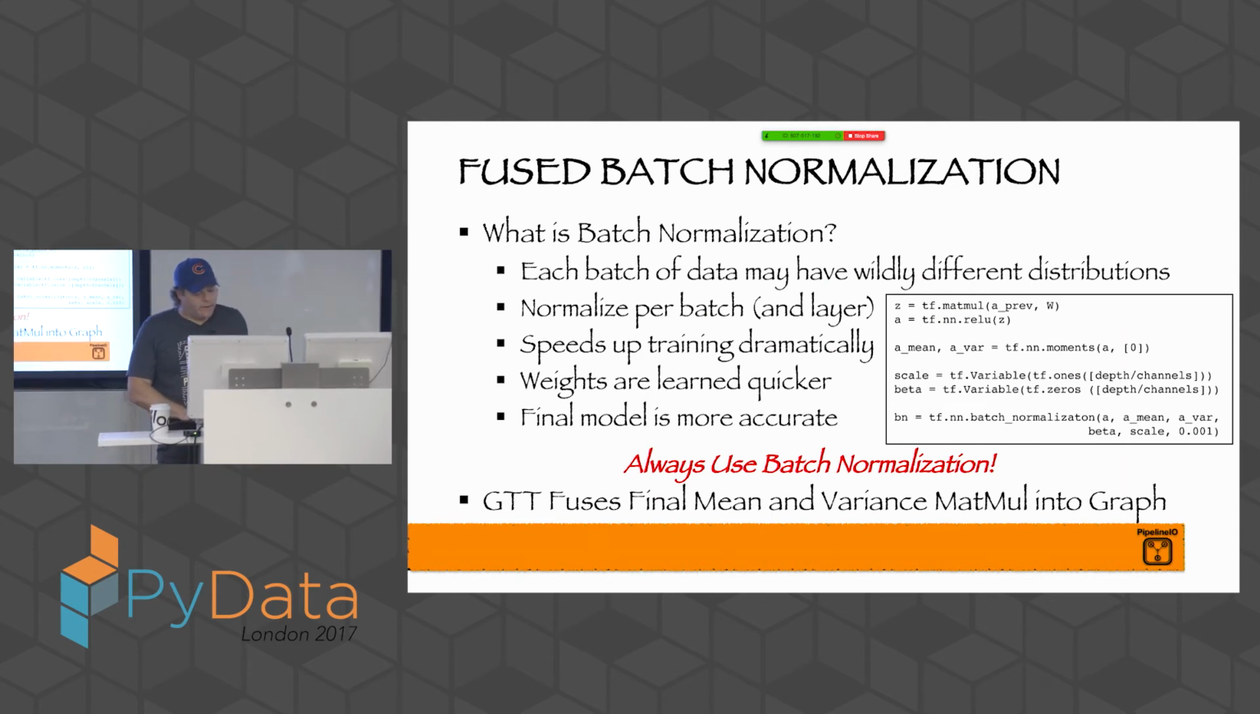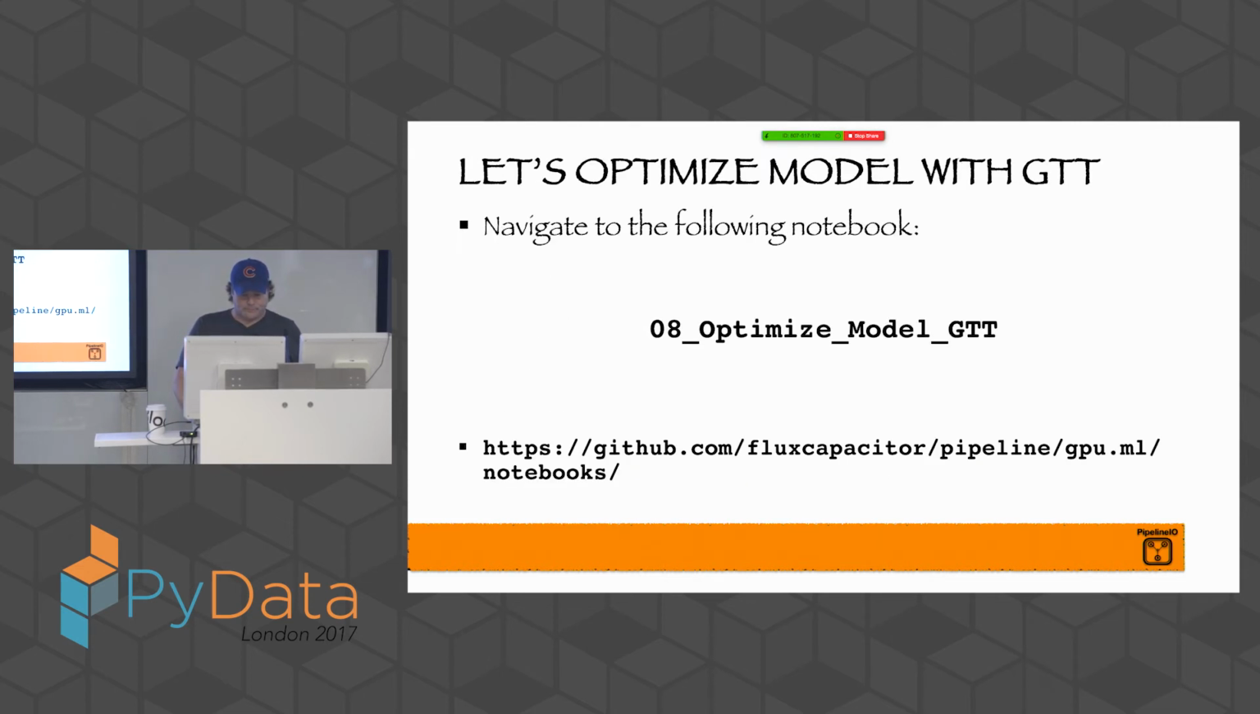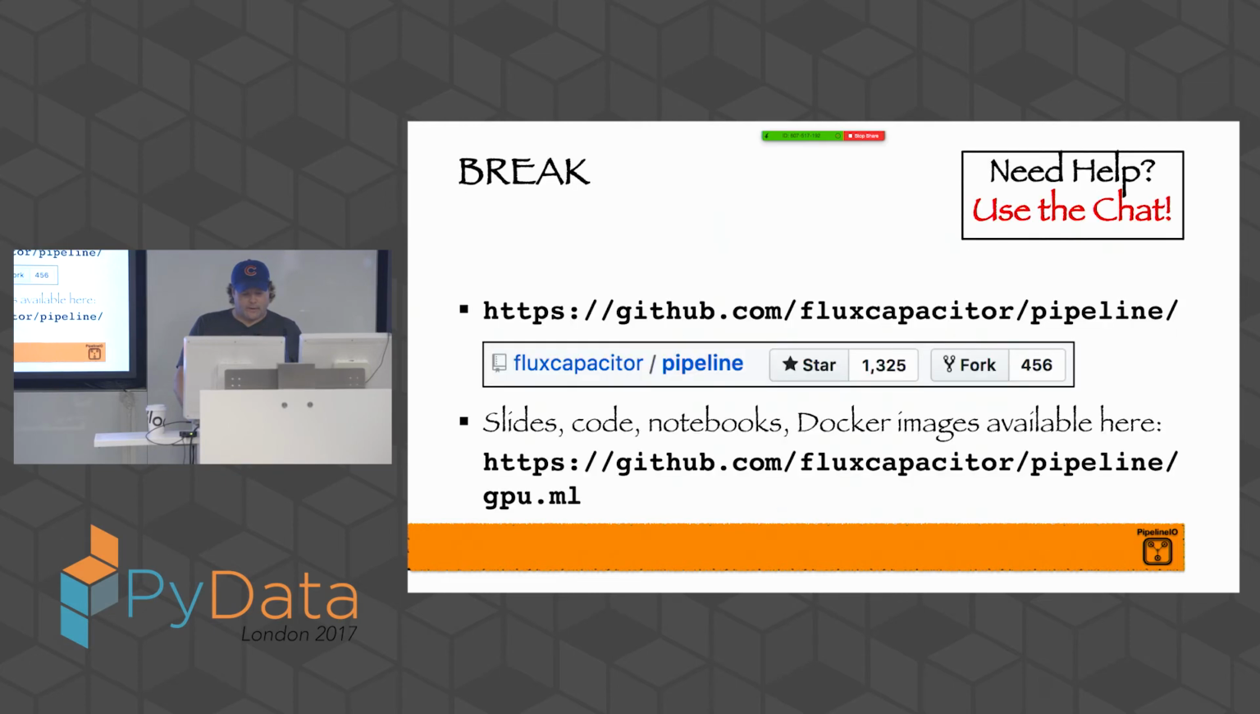Batch normalization, yeah, always use it. And so the graph transform tool, this is a first class transformation here. It takes the final mean, final variance, and sticks it in and really pre-calculates all the weights here. Okay.